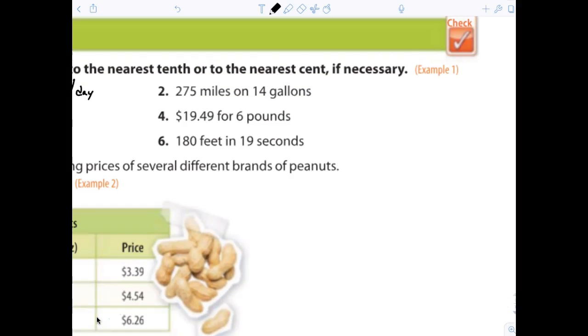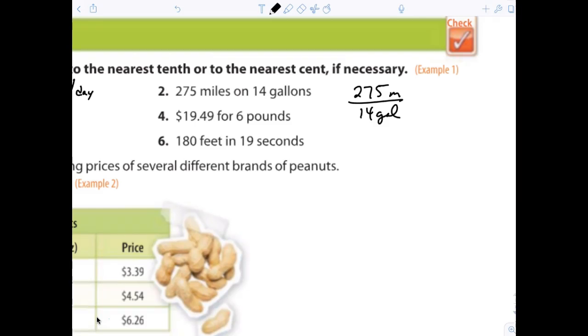All right. Now this one is what? 275 miles I can drive on what? 14 gallons. Does everybody agree? And I just want to figure out how much I can do in what? In 1 gallon. I don't care how much I can do in 14. I want to know how much I can do in 1 gallon.